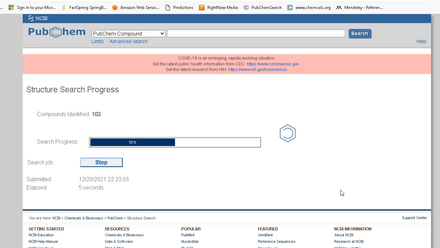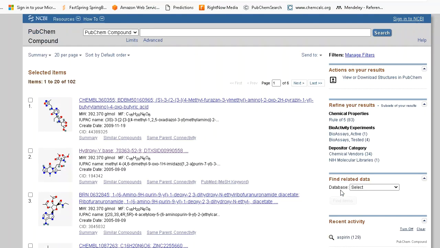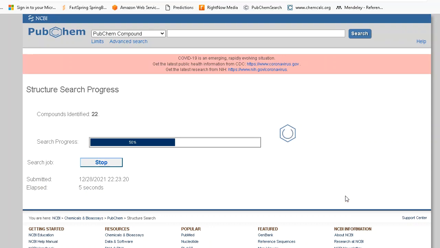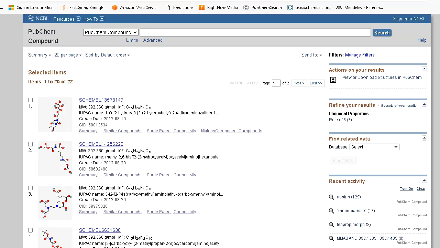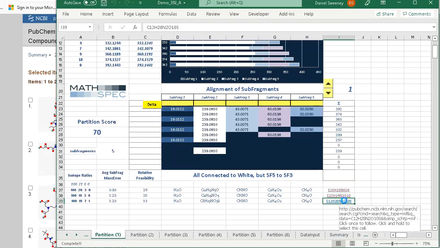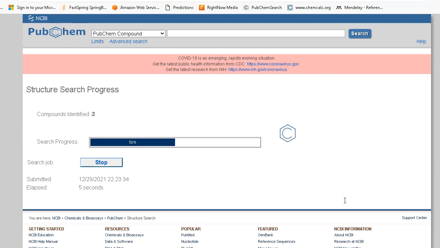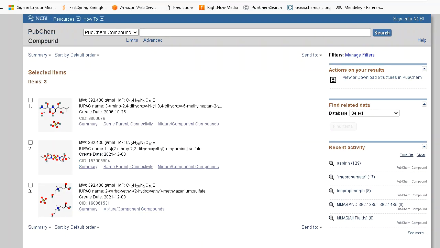So now we're getting these 102 compounds, and it will now take those, do the next formula, and there's 22 compounds here. Go to the third one. And there's 3. Now some of these are composites of several individual molecules, so these are not going to work, but this one possibly could be our unknown compound.